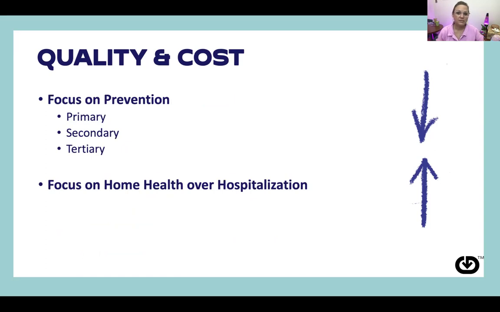Another thing that keeps costs down is a focus on prevention. It is way cheaper to prevent an illness than it is to treat something. So primary, secondary, and tertiary prevention is all focused on preventing illness from happening, screening and catching it early, and managing complications for people who already have chronic disease. And finally, there is a shift to focusing more on home health over hospitalization because it is much more cost-effective to do so.